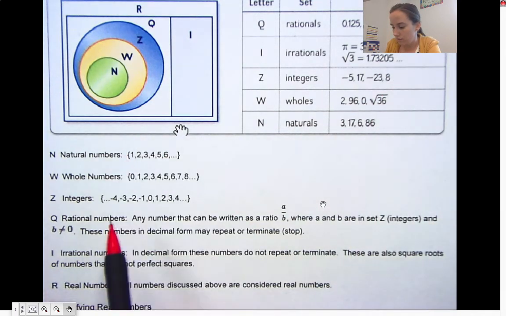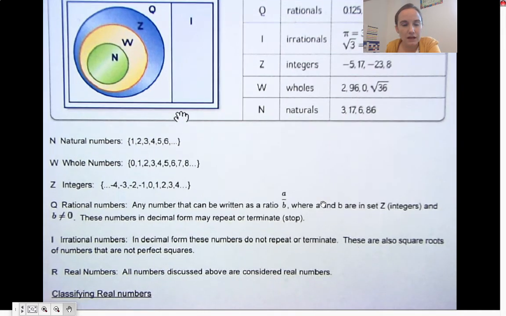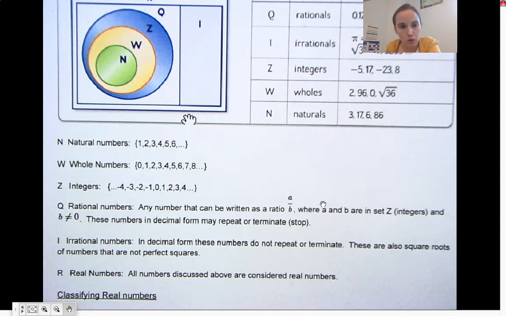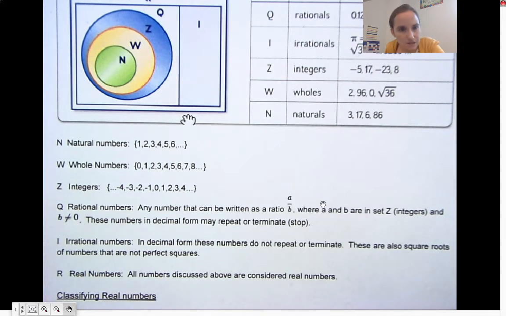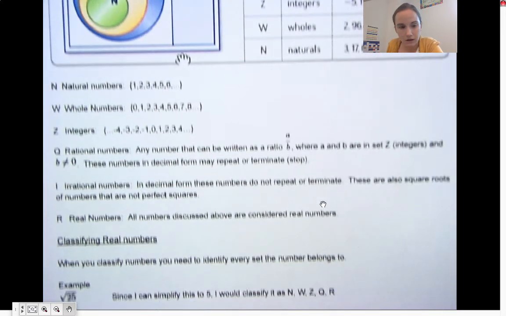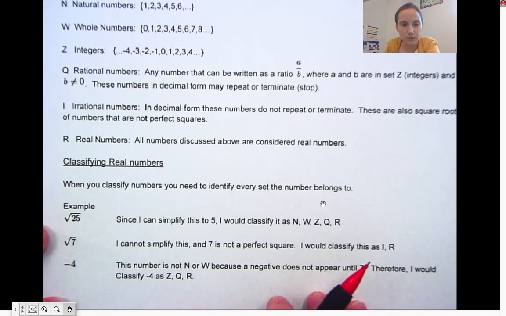Now, all of these that we have talked about are considered real numbers. So anytime you classify them, you want to start in the earliest set that you would find the number in, and then also you need to make sure that you tell all of the sets that it's included in, and real numbers because they're all part of the real number set. So let's look at these examples.